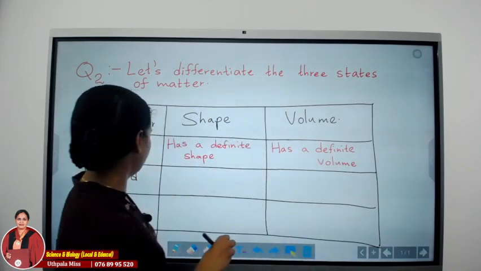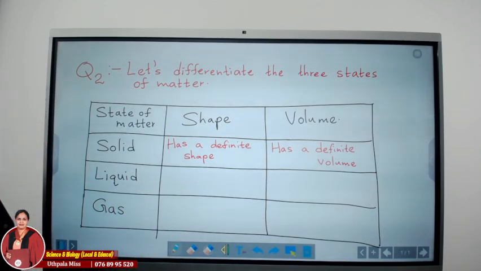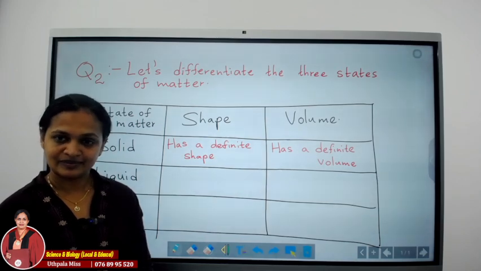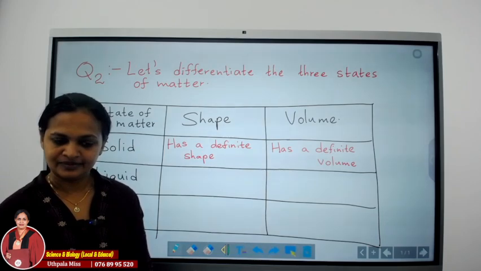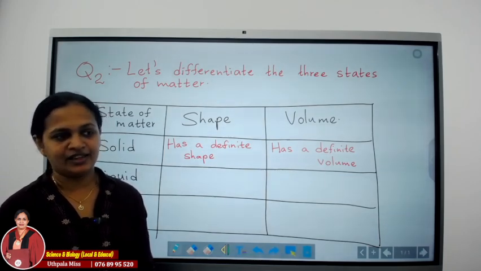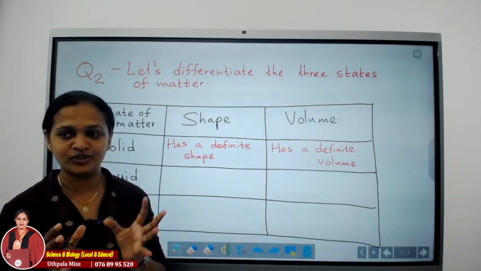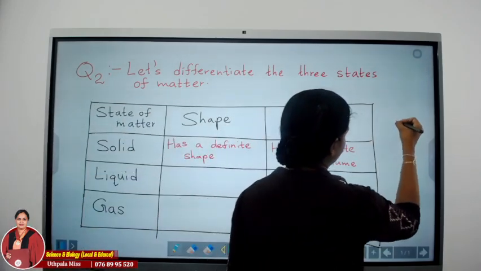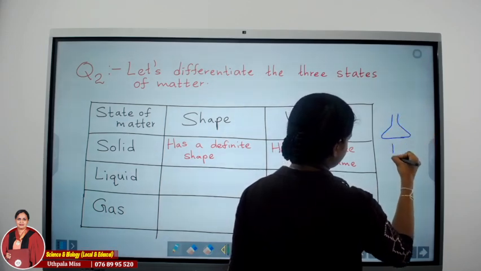Right. Then what about liquids? What can you say about liquids? Teacher, a liquid takes the shape of the container that it is in. It doesn't have a definite shape. If you are given 100 milliliters of water, you can put that 100 milliliters into differently shaped containers, right?